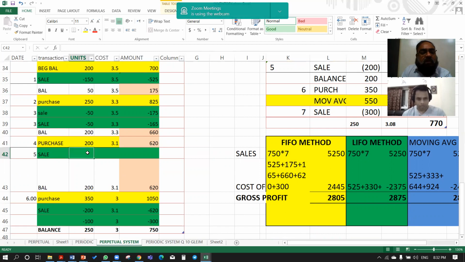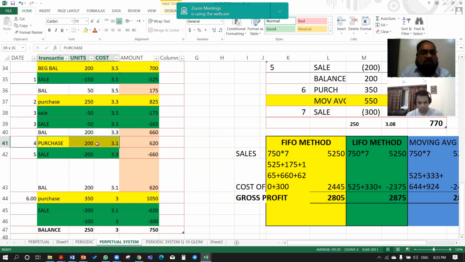Which first in, first out, which one will sell first? The balance actually 200, this balance one. So we can record minus 200, and that was costing how much? 3.3. So what will be the amount then? 660. Minus 660, right? So this 200 we sold out.